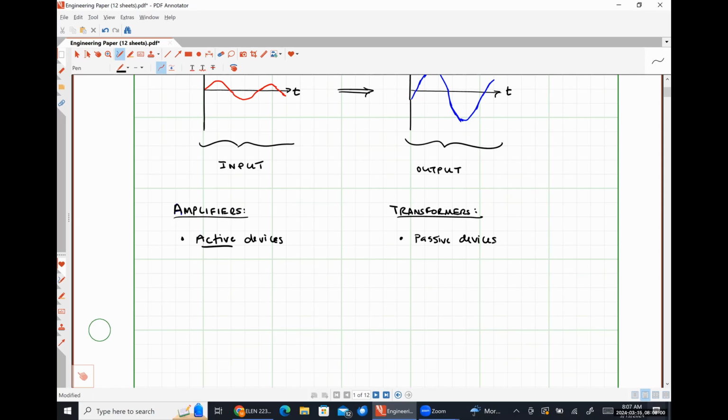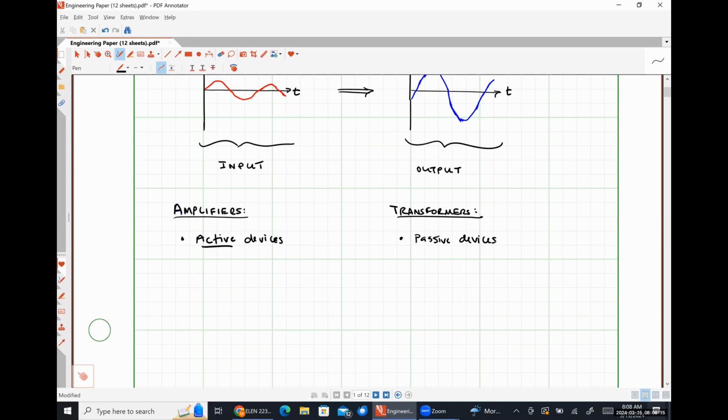Or anybody care to venture a guess based on context and other things? Patrick? Some kind of source has to turn on the active device? Right, so an active device requires external power, okay?